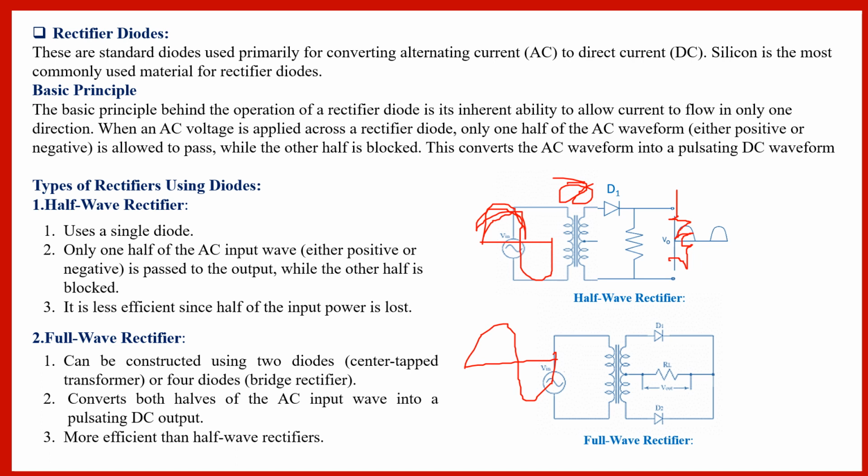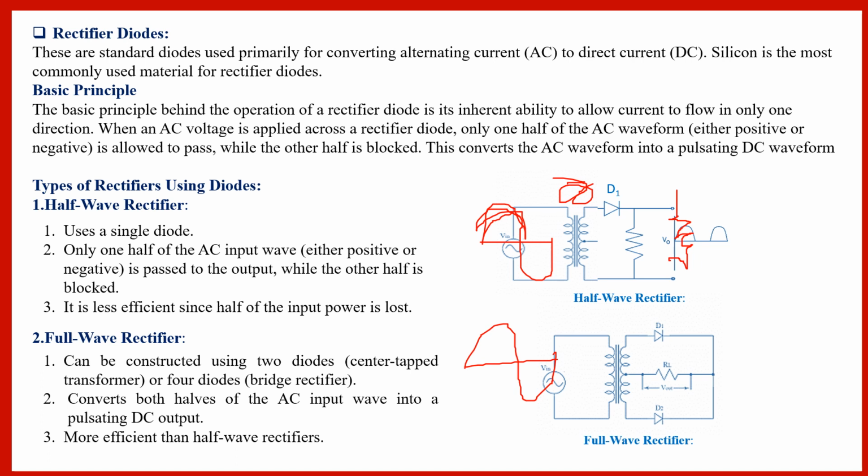Now when we apply the negative half of this particular cycle, this secondary winding will be negative. So negative is connected to the P side of the diode, and this end will be positive. So positive is connected to the P side of the diode. It means for the negative half of the cycle, diode D2 will conduct, but diode D1 will not be conducting. So for the negative half cycle, D2 will be conducting.